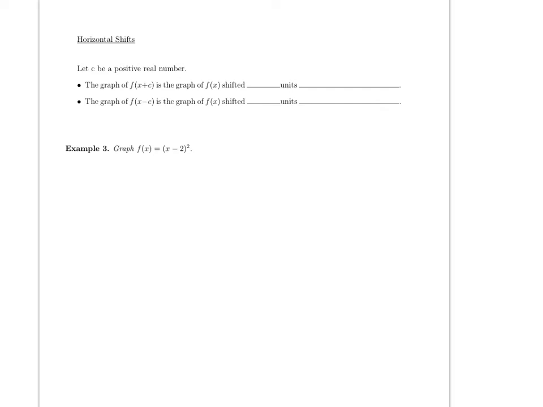And this is what's called a horizontal shift. Again, let c be a positive real number. The graph of f of x plus c is the graph of f of x shifted c units left. And the graph of f of x minus c is the graph of f of x shifted c units right.